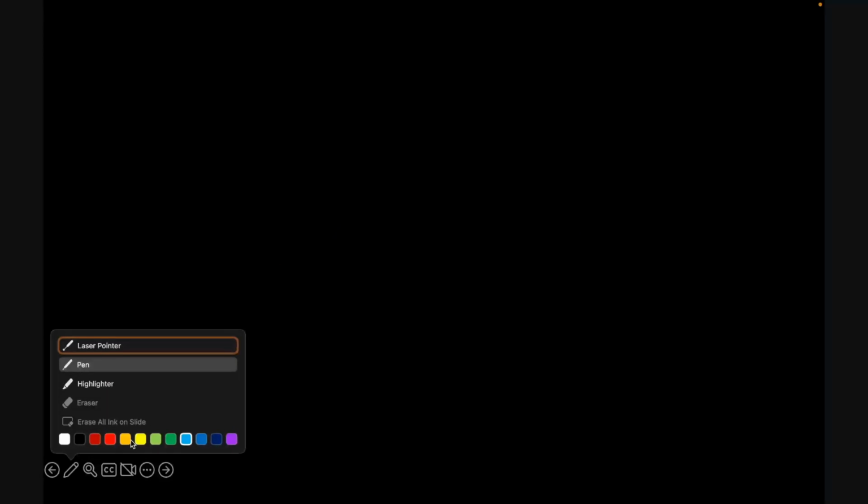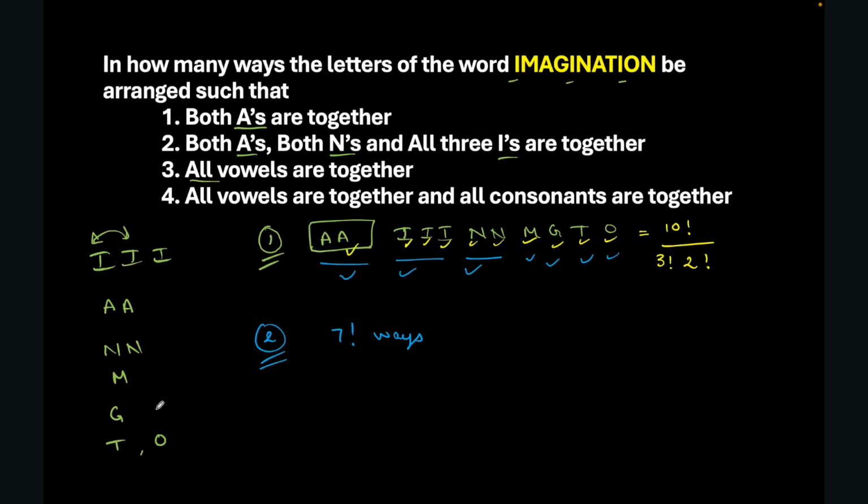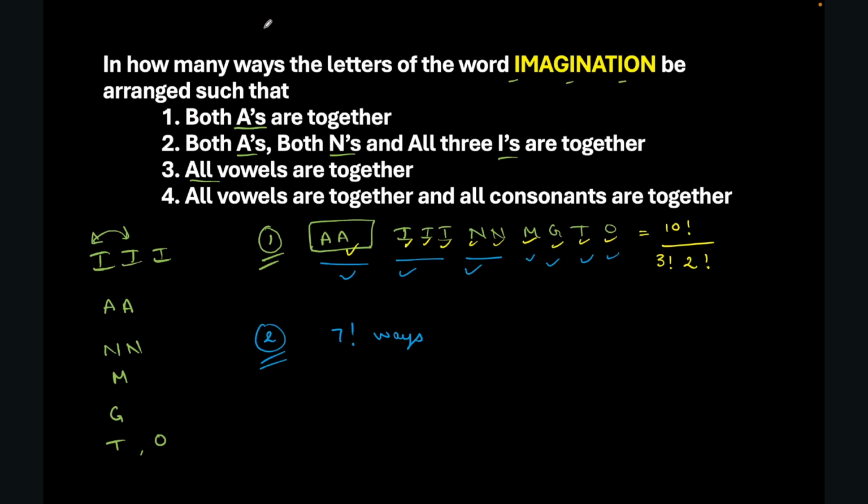Let's see if I have space on the next one. Okay, I have space here. I'll take orange. And what's the second part? All vowels are together. Then we have the 3 I's, the 2 A's, 1, 2, and the O. And then we have the M, the 2 N's, and G, T. So I'm going to bundle this up. This is the third case. I'm going to bundle this up.